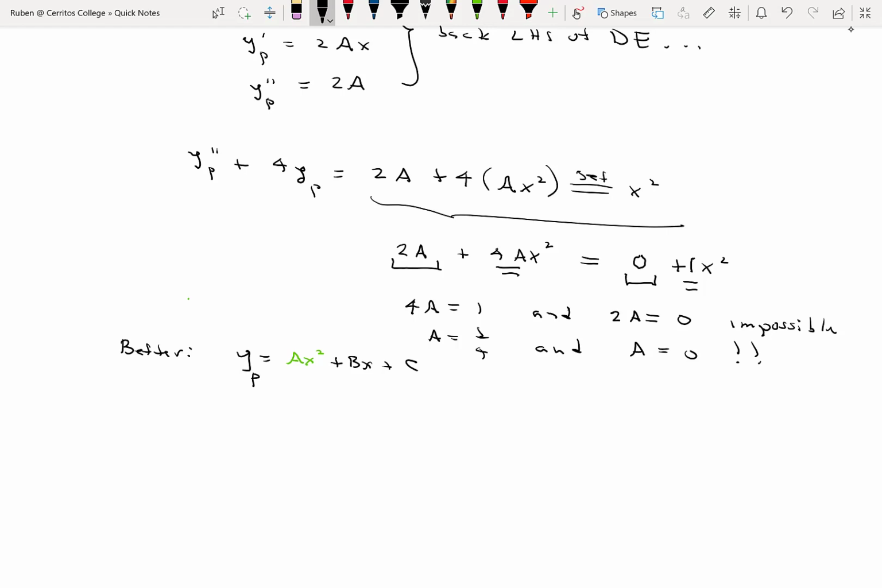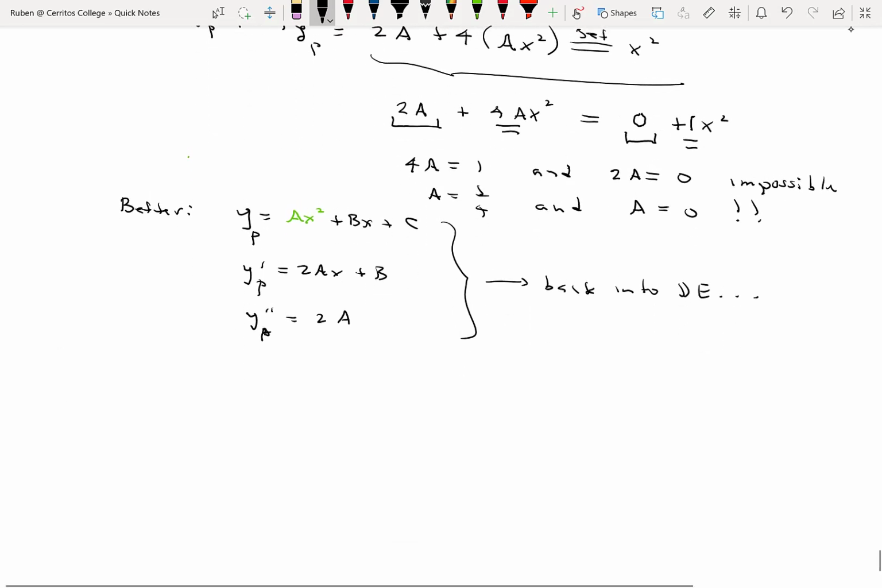In any case, let's make the assumption that we have this adjusted y sub p, and let's see what happens when we try to find the constants a, b, and c. If you take a derivative, you get 2ax plus b. Our differential equation has a couple derivatives in it. So y sub p double prime is 2a. And this goes back into the differential equation.